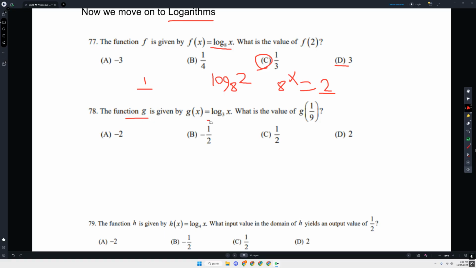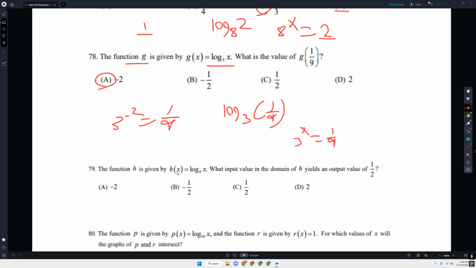For 78, it would be log 3 of 1/9. We would say 3 to what power gets us 1/9, which would be negative 2. Because that's the only way to get fractions, by putting exponents to the power of negative, which is our negative exponent rule from before. Because 3 to negative 2 would be equal to 1/9.